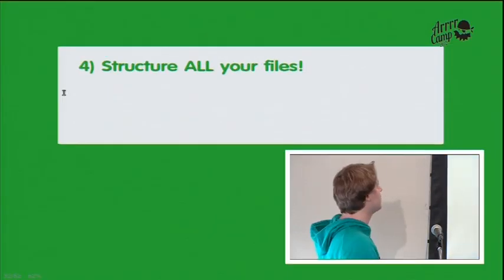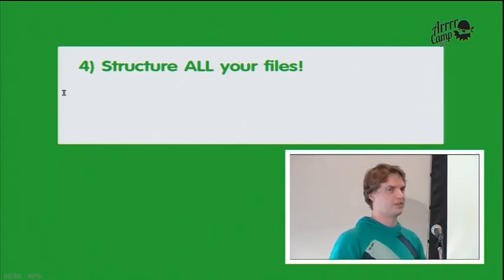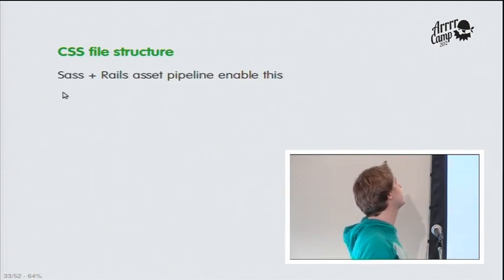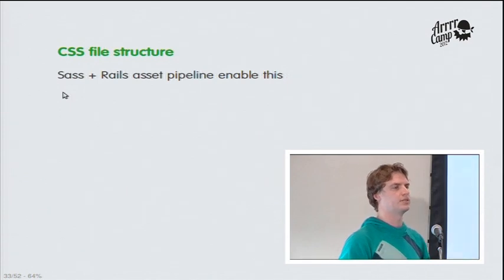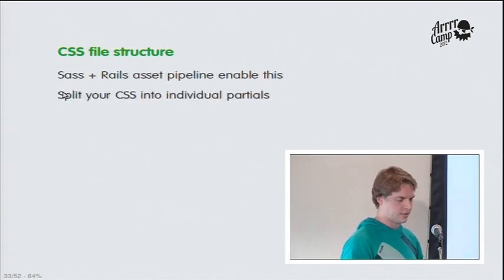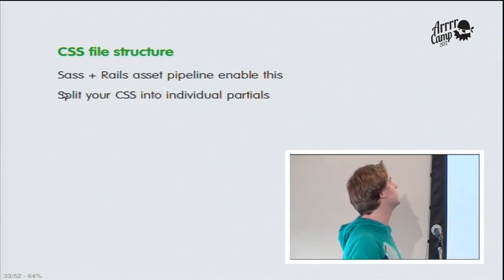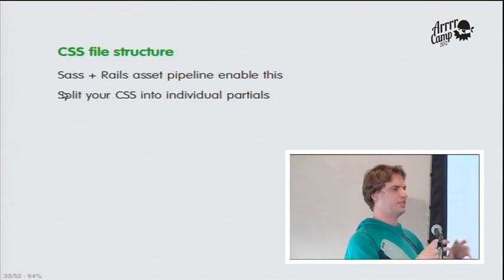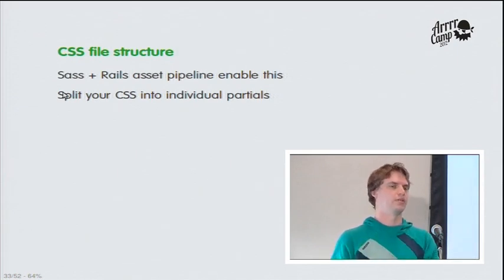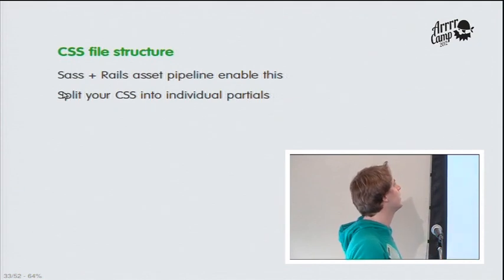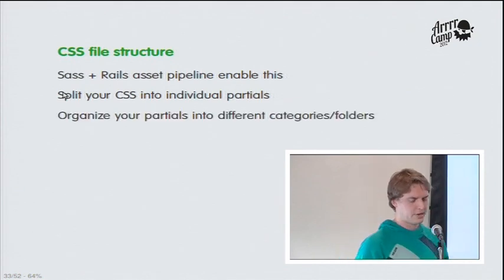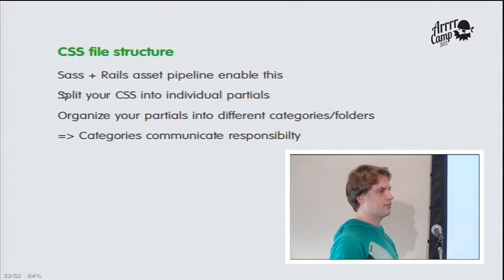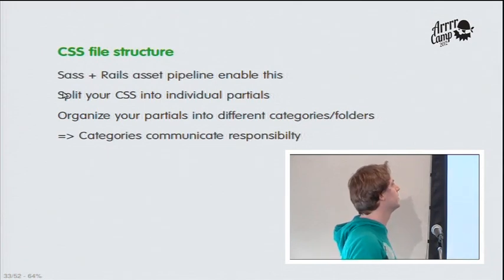Which brings us to the next advice: structure all your files. The recent versions of Rails with the asset pipeline and Sass are the tools that enable this. And so we should take advantage of that and definitely split all our CSS into individual partials. Every little CSS module that's responsible for a certain thing should live in an individual partial. And then we should organize those partials into different folders or categories. And those categories can then communicate different responsibilities.